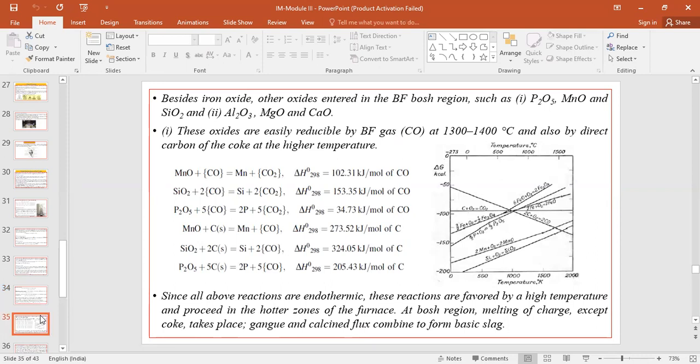Besides iron oxide, other oxides also enter the BF Bosh region, such as your P2O5, MnO, SiO2. So these all basically come from either iron bearing material or from the fluxes whatever you have added in the blast furnace.